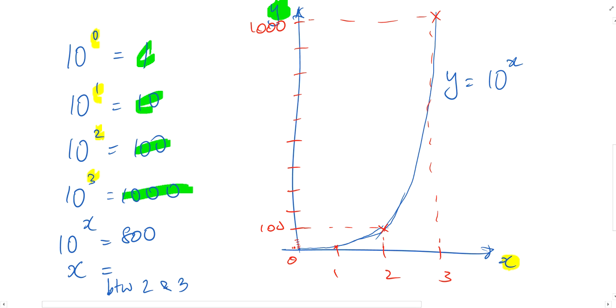2 and 3. Okay, so let's find out from the graph. When it's 800 over here, oh wow, it is quite near to 3, isn't it? So it's whatever this value is. It's between 2 and 3. I would say it is between 2.5 and 3. Okay, it's nearer to 3, based on my graph, which is not drawn very well. But it gets the job done.